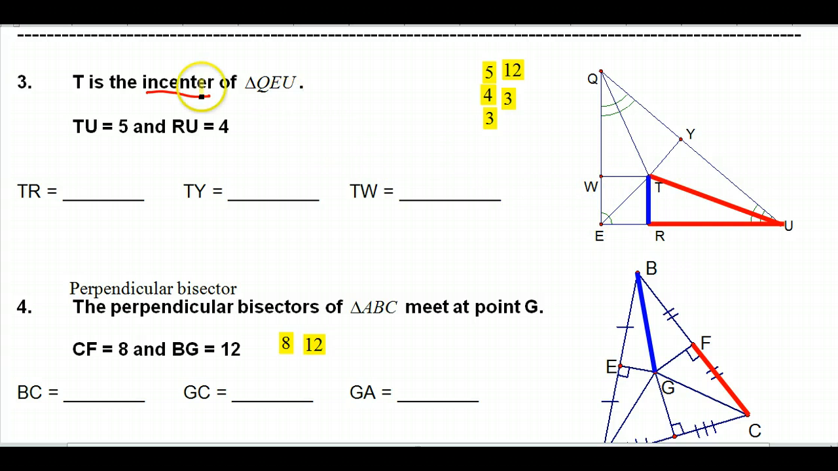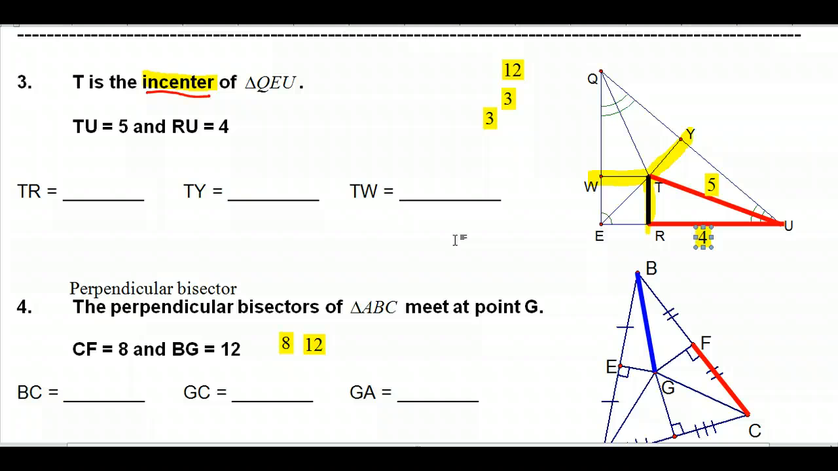So if it's equidistant from the sides because of the incenter, then that means TY, TW, and TR, those things I just colored in yellow, are the things that should be the same for this particular problem. Okay? Because of the incenter. Then let's put in the things that they gave us. TU is 5, so here's TU being 5. And RU is 4, so here's RU being 4. Okay? So if we're supposed to find TR, which is now shown in black right now.